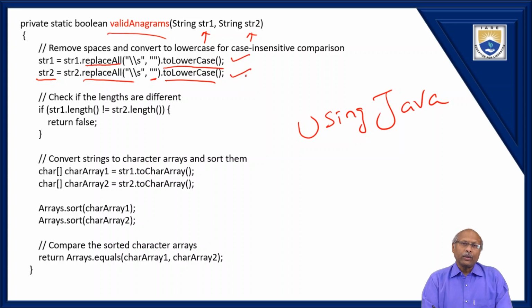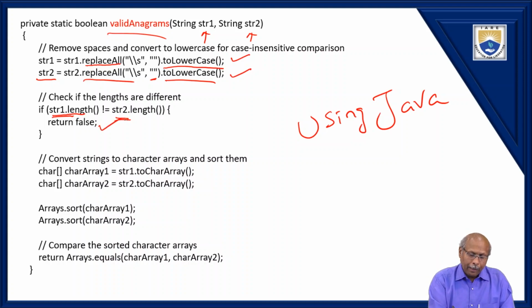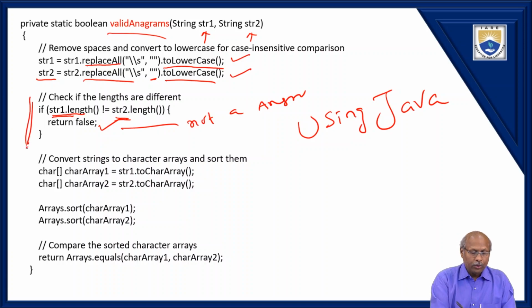After converting the data into lowercase, what will I do? First I will check whether the lengths are equal or not. If the lengths are different, immediately I will say it is not an anagram. So here I will check. There is a method called the length method. What will the length method do? It will check whether the counts of both the strings are equal or not. If both are not equal, immediately I will return false. That means not an anagram. So this is the first thing you have to check.